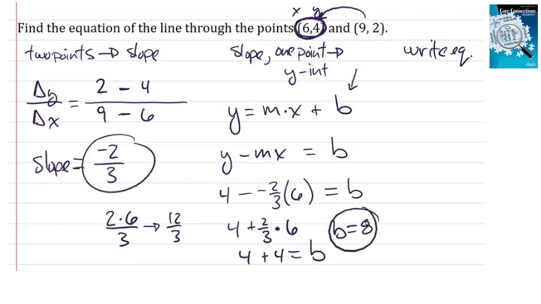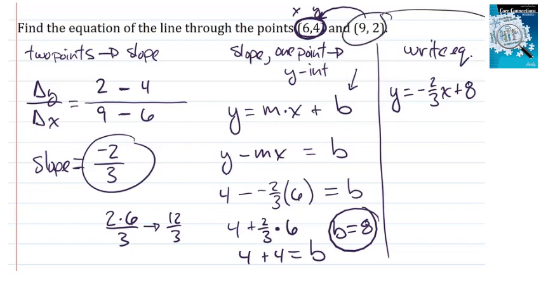Now that I have my slope is negative 2/3 and my y-intercept is 8, I can write the equation of this line. The equation of this line is y equals negative 2/3 x plus 8. And it doesn't matter which of the points I plug in here, both of these points would be satisfied by this equation. Both of these points would make this equation true because those points are on that line. And it's a good idea to check to make sure that you did really find the equation of the line. Okay, now go ahead and do the first one there on your own.